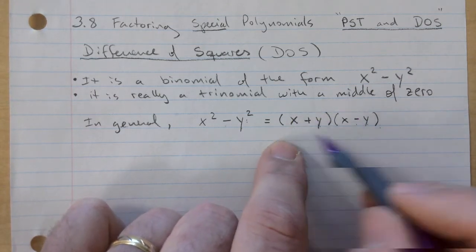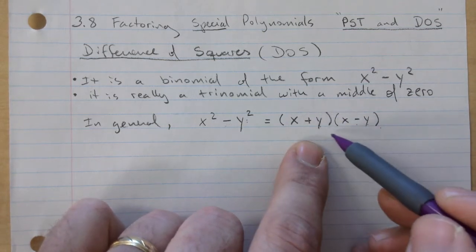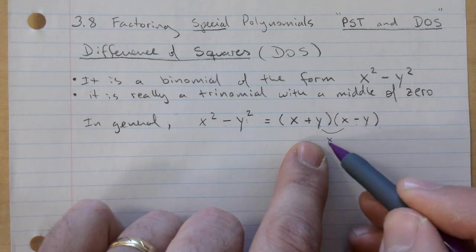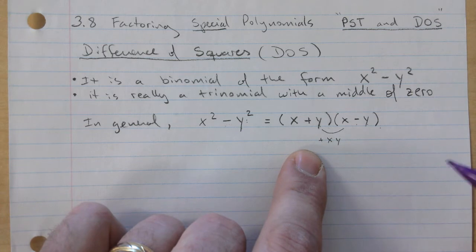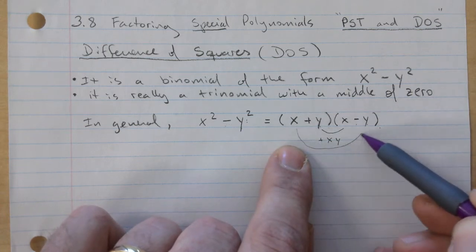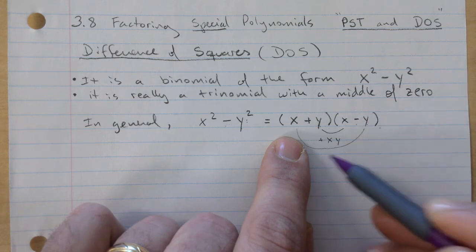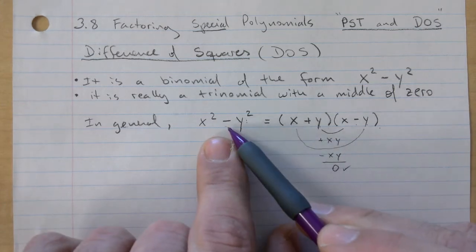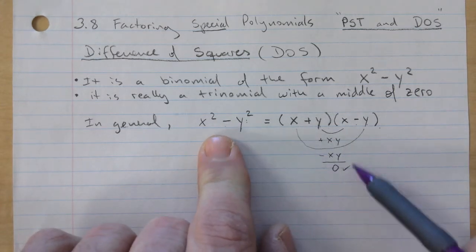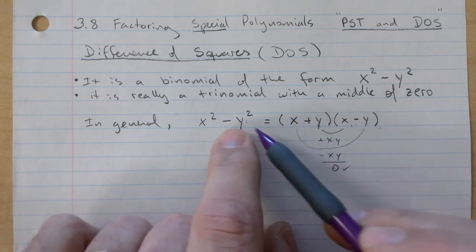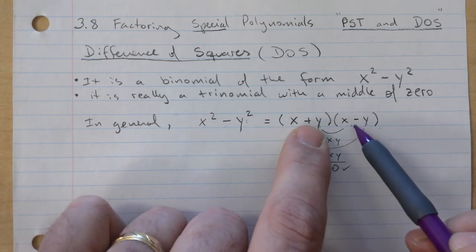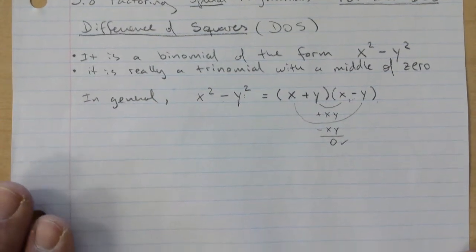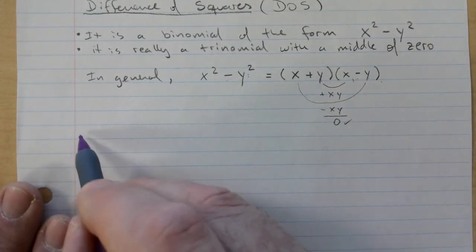If we were to FOIL this out, if you just check quickly, y times x is xy positive. And if you do the double smiley face, x times negative y is negative xy, and that adds up to 0, which is what you want. The middle term is not there. So that's why it has to be a difference. So a difference of squares turns out to be factored like this, and it's fairly easy to recognize. Okay, so examples.